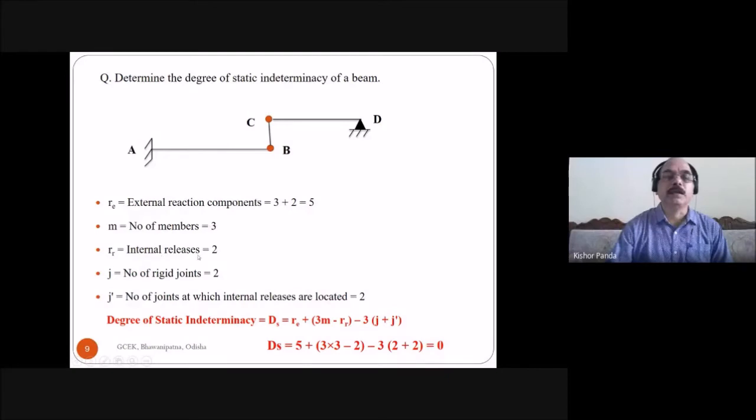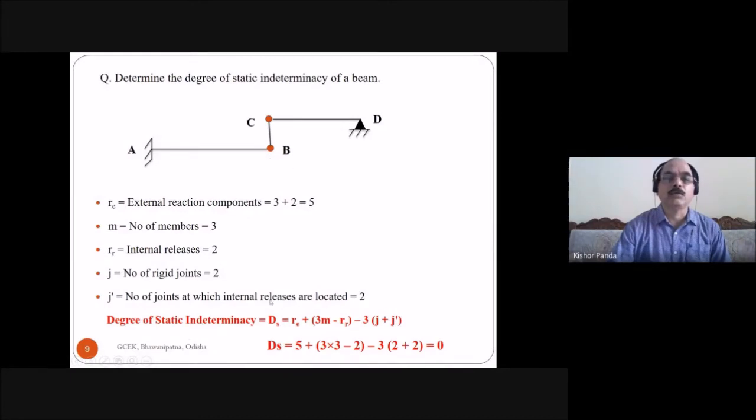Then internal release. 2 internal releases, because this is one internal hinge and this is one internal hinge. So one internal release of force takes place here, and one internal release of force takes place here. So internal release is equal to 2. Then the number of rigid joints. How many rigid joints are here? This is one rigid joint and this is one rigid joint. 2 rigid joints.